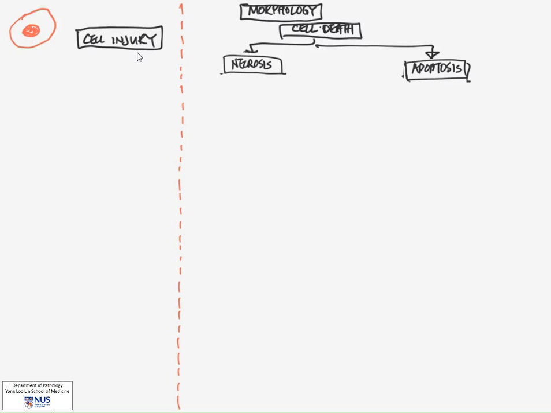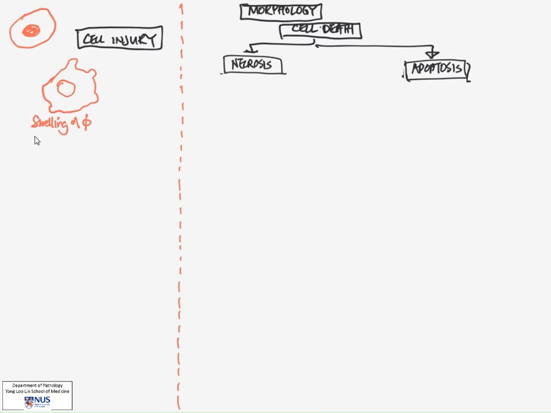So let's first look at the morphology of cell injury. Here we have a simple drawing of a normal cell, and typically what happens when there is pathologic stimuli, the cell undergoes some morphologic changes indicative of injury. Many of these changes will be appreciable on electron microscopy. Not all will be discernible on light microscopy.